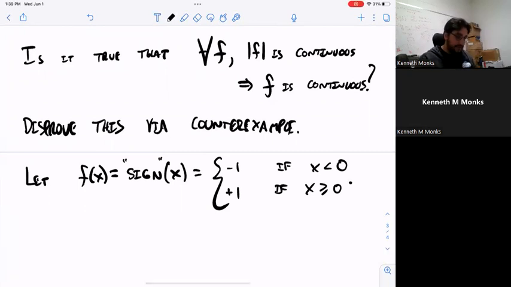So consider, oh, the pod is cooling down. I need to make a fresh one.